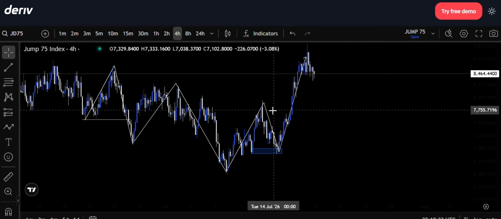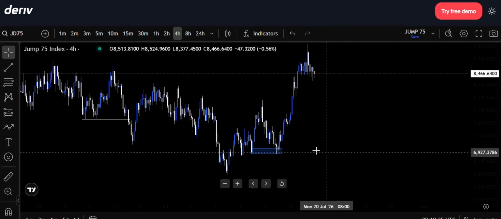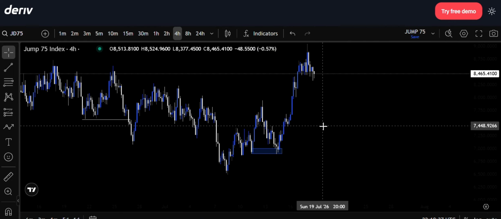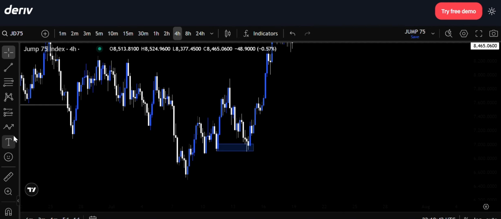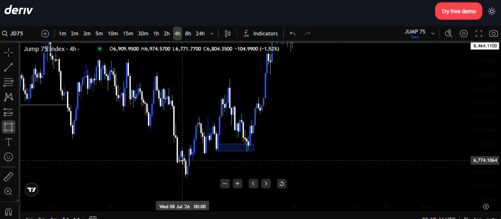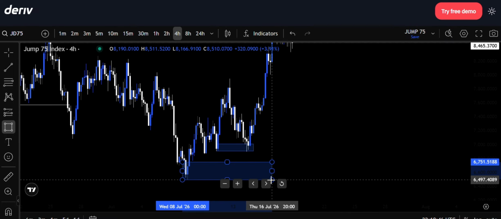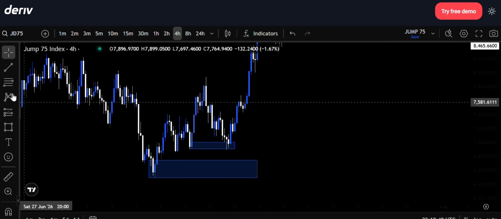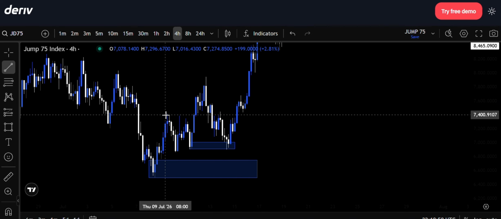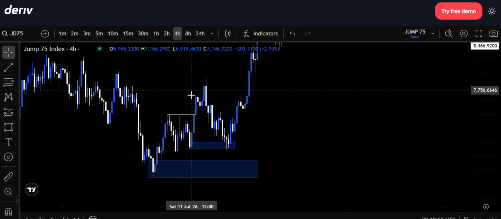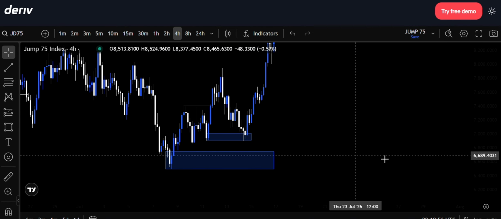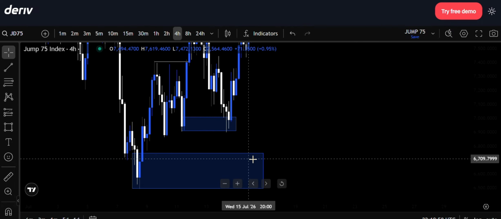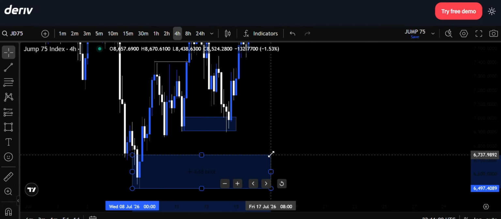So how did we get the entry here? Have a look at what price has been doing. This is a 4 hours time frame, and we have this particular zone right here. Price broke structure to the upside. Now this zone actually caused that momentum. We actually started from this particular zone.